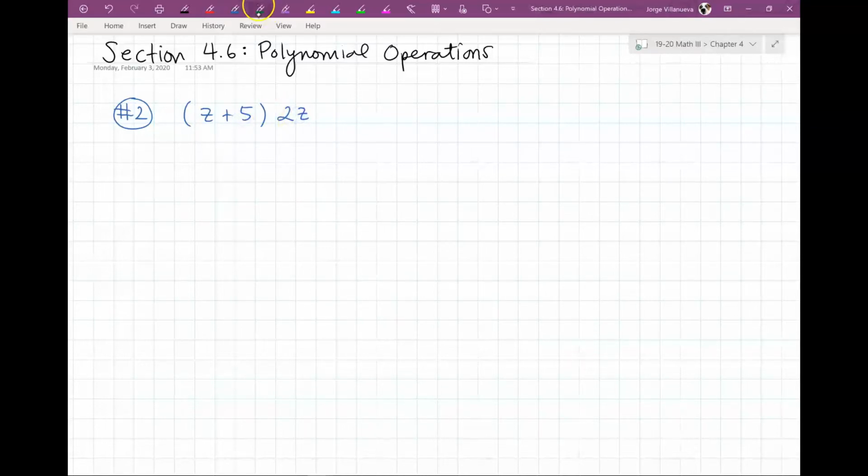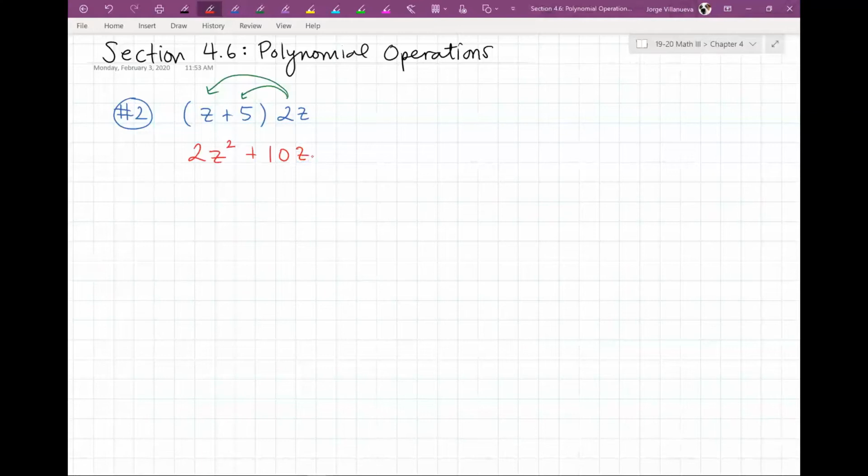So for number 2, you're going to distribute. Okay, I know that the number's in the back, but you could still distribute to the front. So you have 2z times z, that would be 2z squared. And 2z times 5, that's going to give you a 10z. So that's going to give you 10z, and that's it.